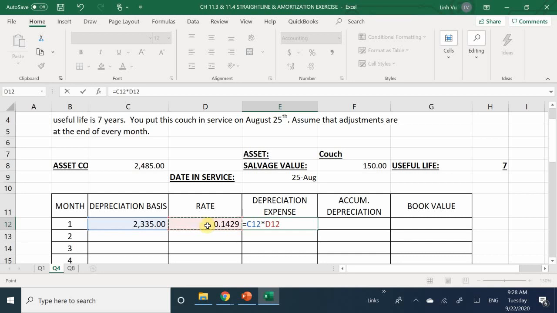But then we are calculating for the month. Correct. So we have to divide that. Is that 4 times 12? Why 4 times 12? Now, let's look at this carefully. Are we doing it by year? Oh, quarter. Are we doing it by quarter? It's by month. What does this scenario say? Assume that adjustments are at the end of every month.